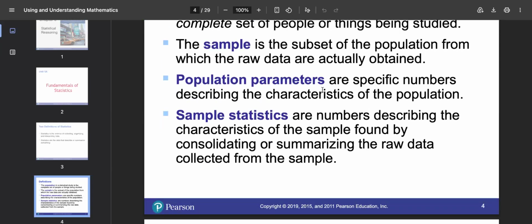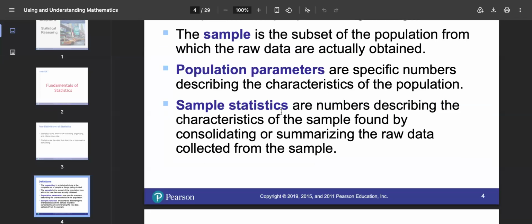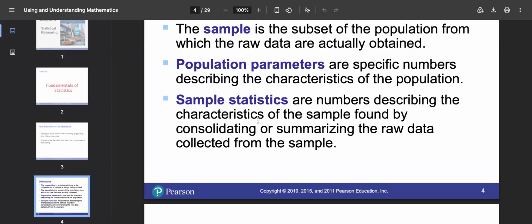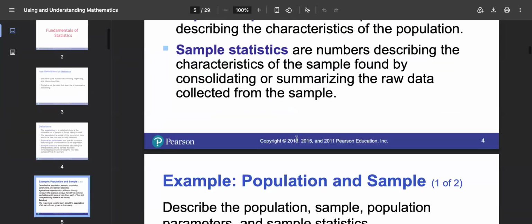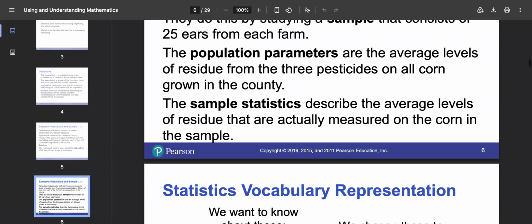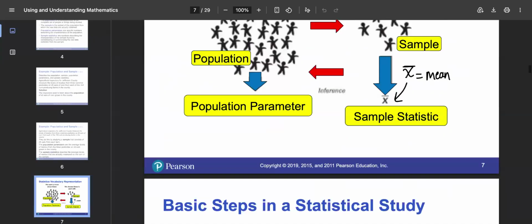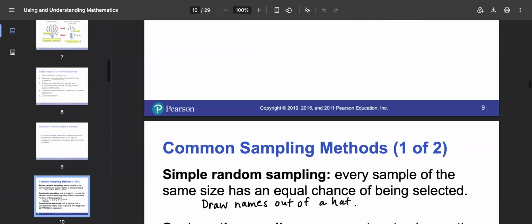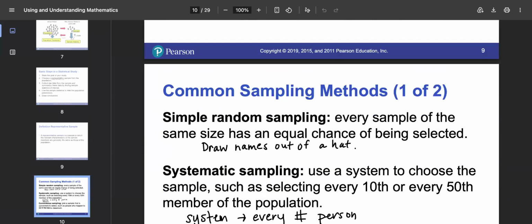Population parameters are numbers that describe the population. Sample statistics are numbers that describe the sample. A lot of times we use sample statistics to make statements about the population. And they give a couple of examples of those things. We also talked about different kinds of sampling methods.